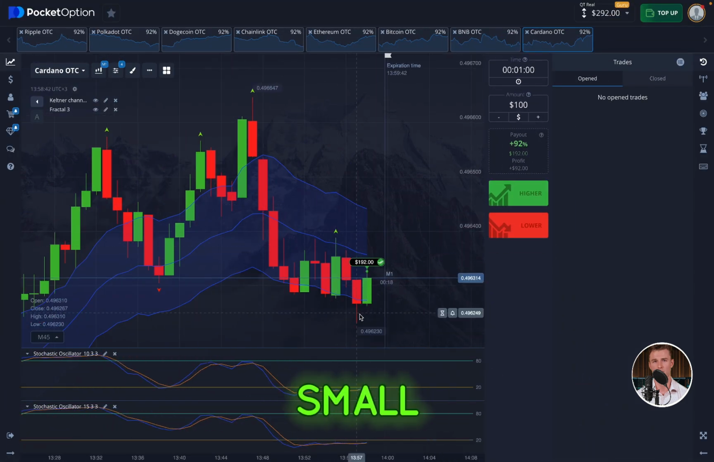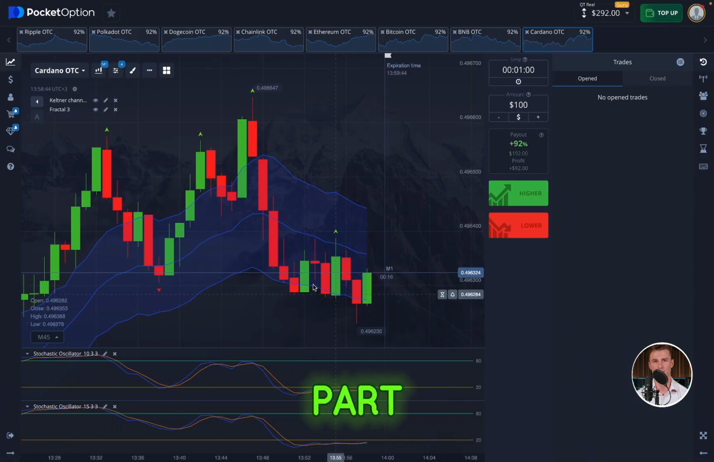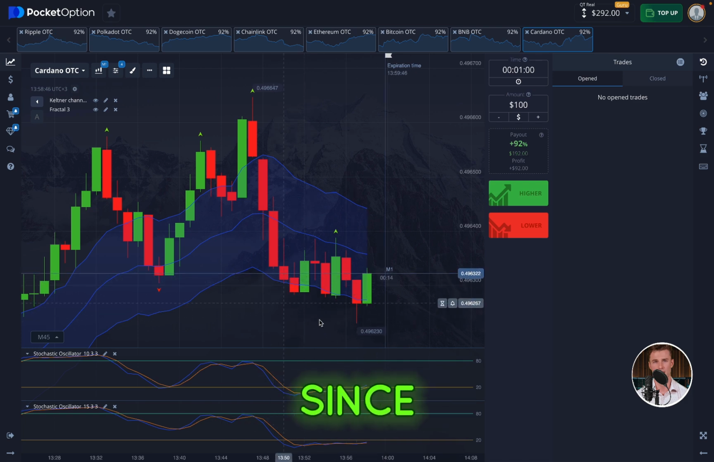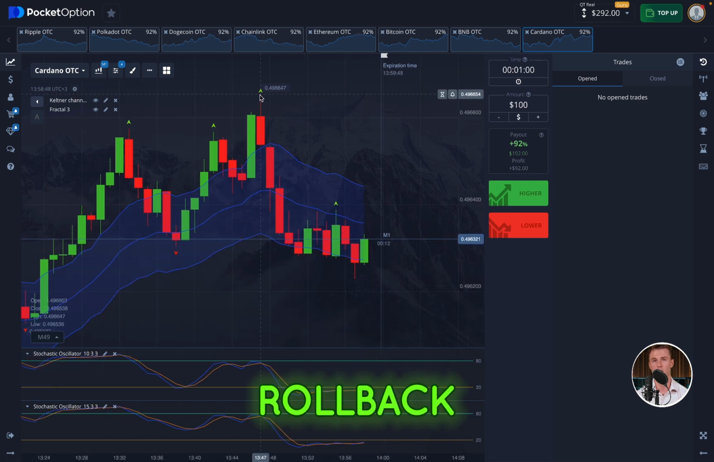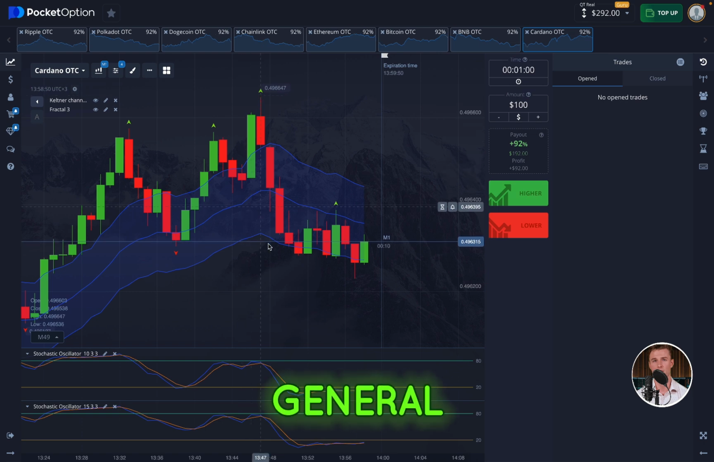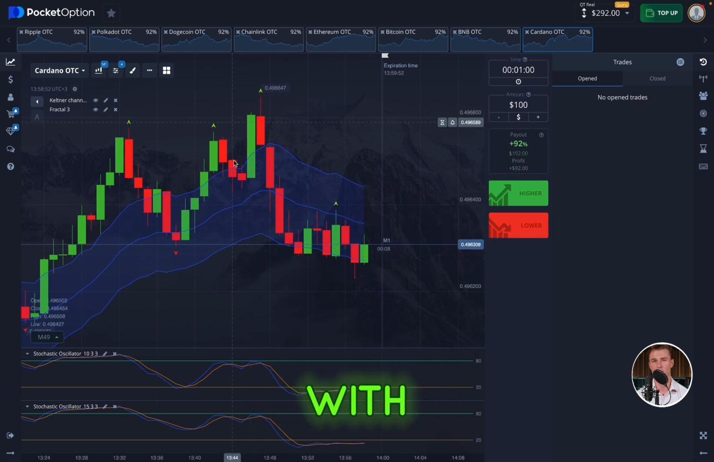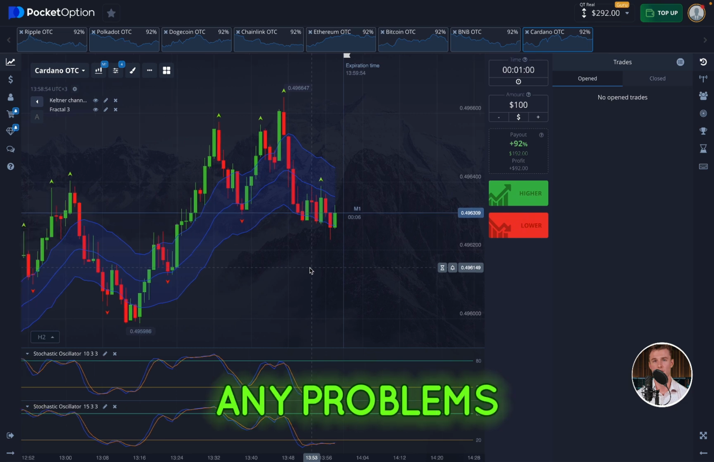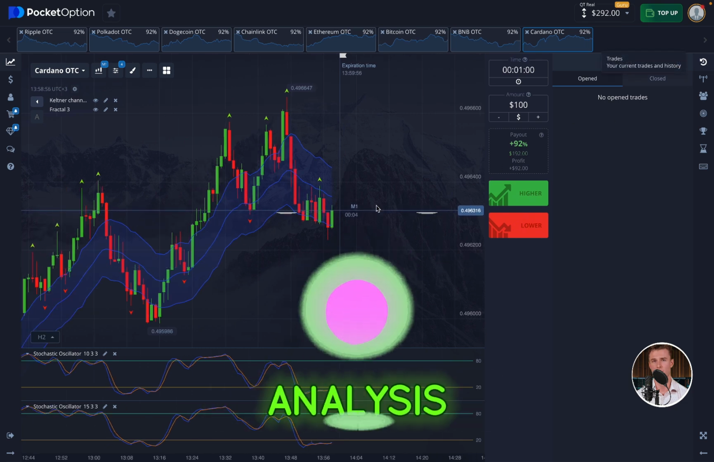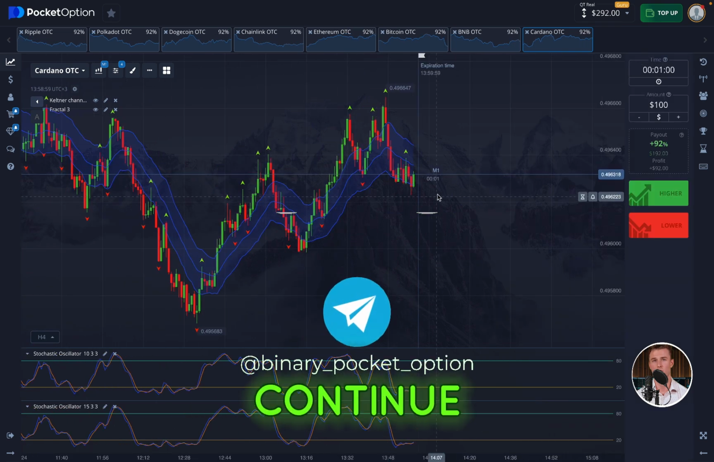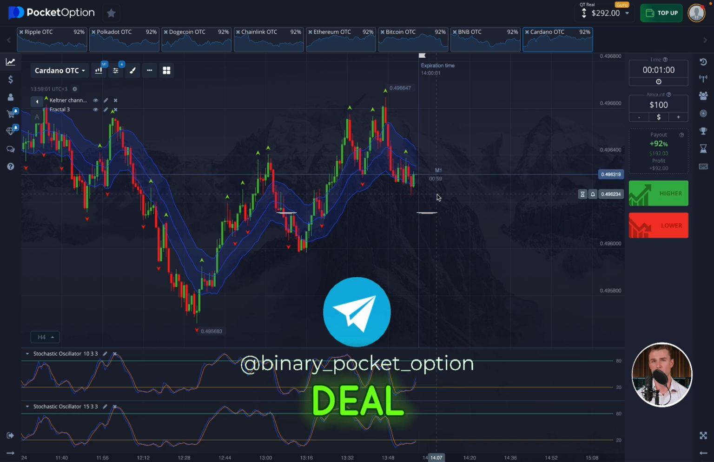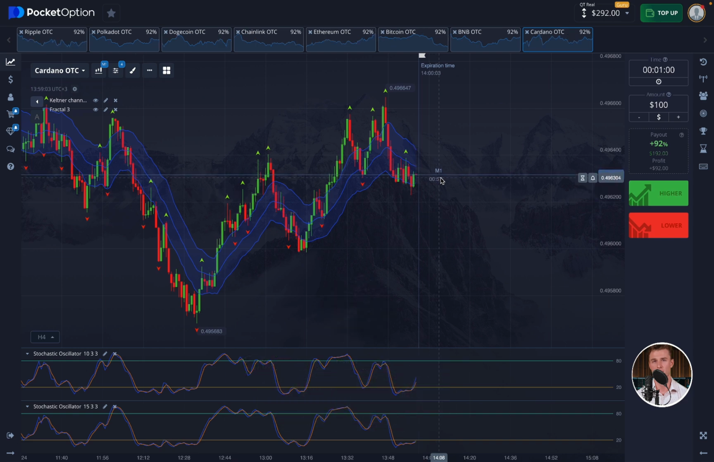Of course, there was a small exit to the outer part of the Keltner channel indicator, but since the dynamics rollback was already quite long, in general, this was enough and the deal closed with a plus without any problems. Correct analysis. Let's also continue the next opening of the deal at $100, and let's select the next crypto asset.